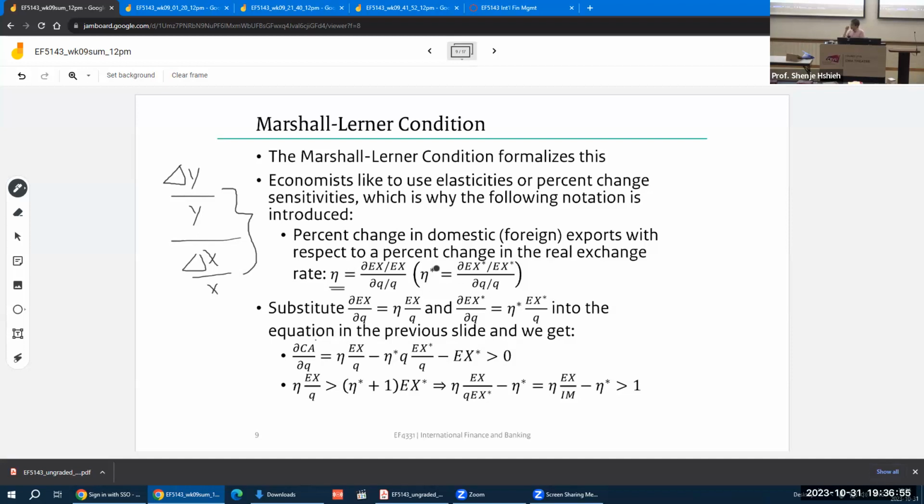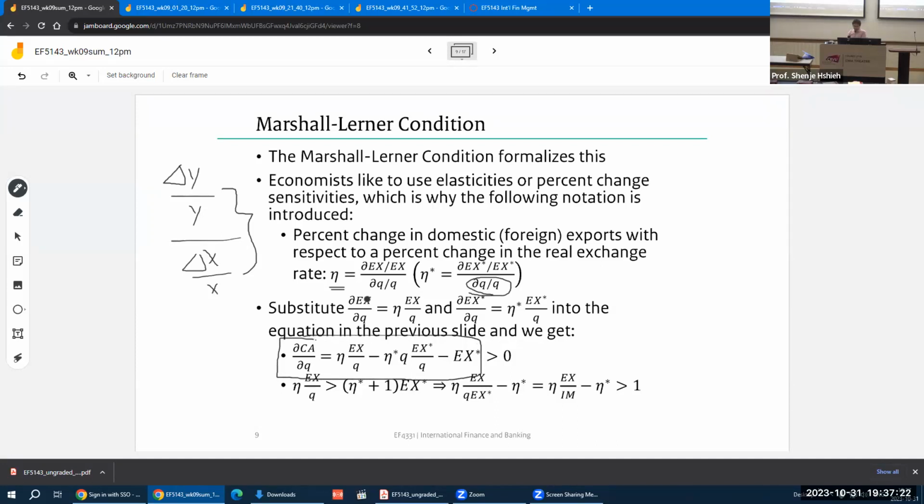Eta star is the elasticity of exports with respect to a change in Q, but for the foreign country. But note that the Q is still domestic, right? So it's the percent change in Q, but now it's EX star as opposed to just EX. All right, cool. So given these elasticities, we can now rearrange them to look like something we've seen before in this equation here, right?